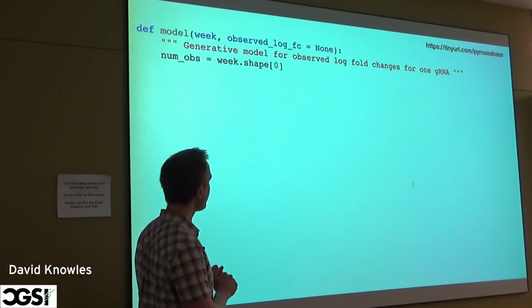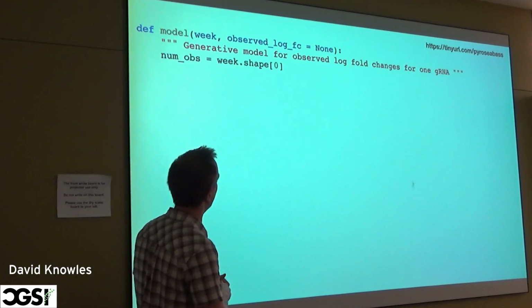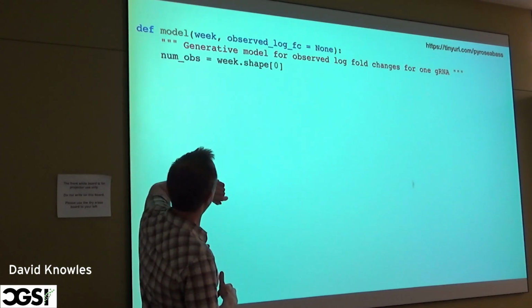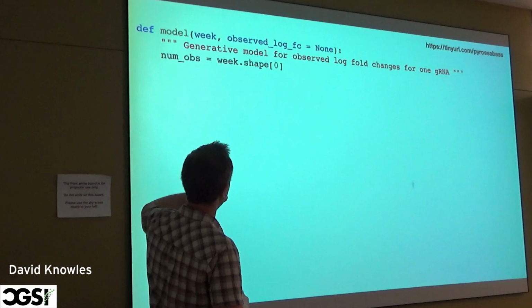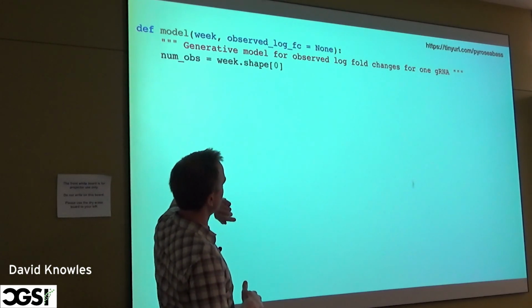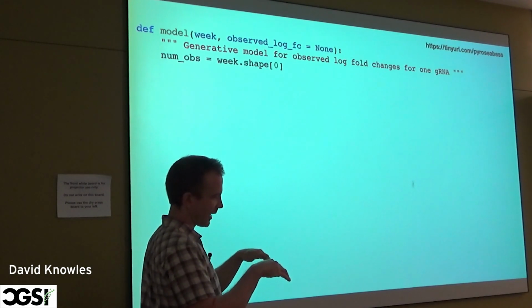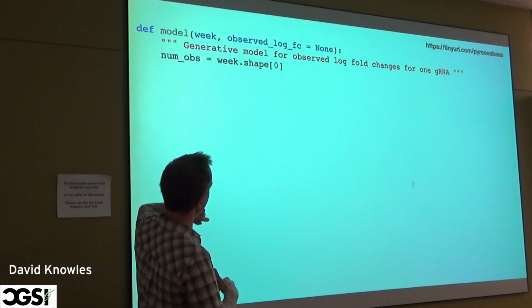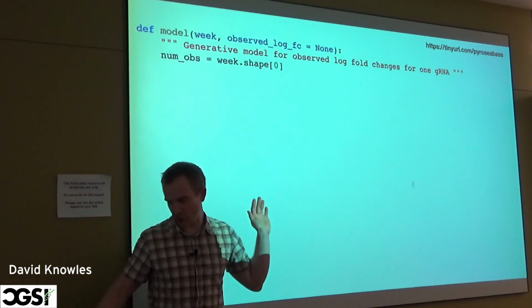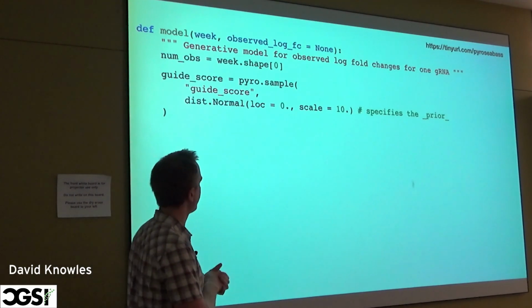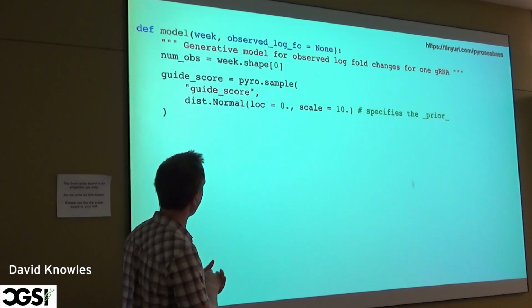Okay. This is how we're going to set up the model for Pyro. It's going to take in as inputs the data. And so week and observed log fold change here are just the columns of that data frame that I showed you. And there are num_obs observations in the data frame I showed you. That was just 6.